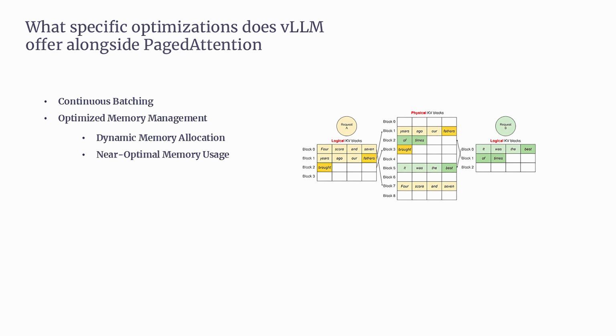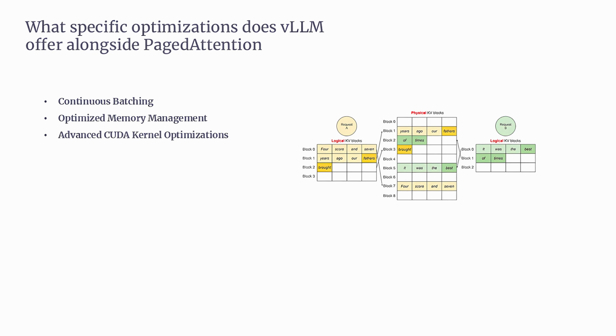The third, advanced CUDA kernel optimizations. One of the major advantages of vLLM is its use of custom CUDA kernels that are fine-tuned to enhance performance during attention computations. These optimized kernels are specifically designed to work seamlessly with PagedAttention, ensuring that every operation is as efficient as possible. This reduces computational overhead and improves speed.